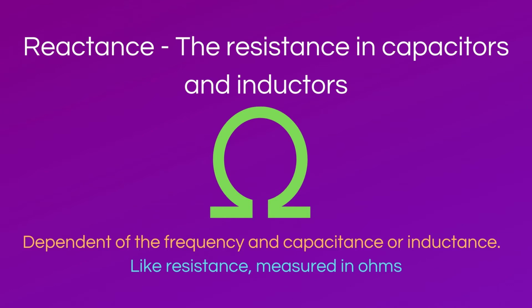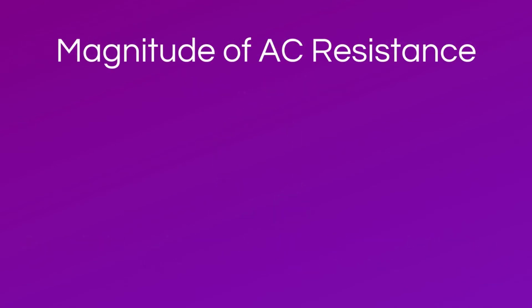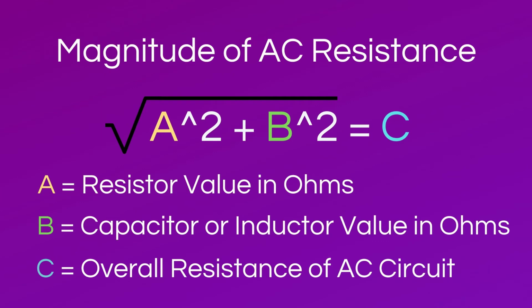Reactance is measured in ohms like resistance and functions the same way as resistance under Ohm's law. Therefore, for the remainder of this presentation, the reactance will be referred to as resistance to highlight how Ohm's law works. Now, how do you find the overall resistance of the AC circuit that will allow you to apply Ohm's law? The answer to that is through trigonometry.